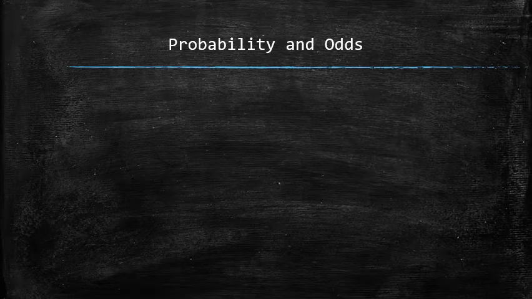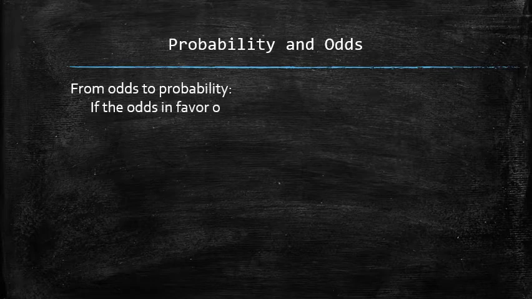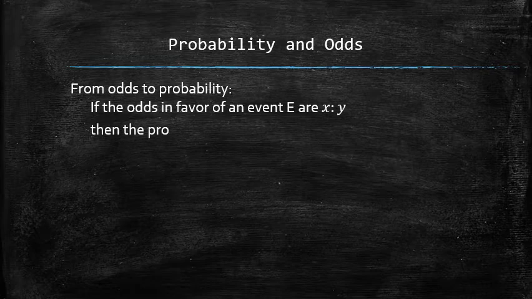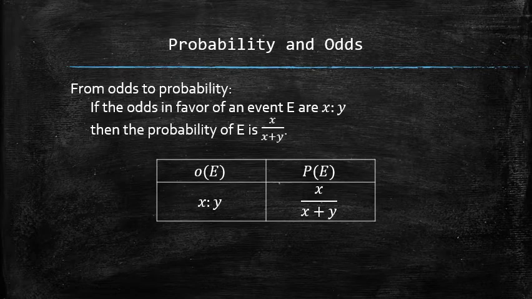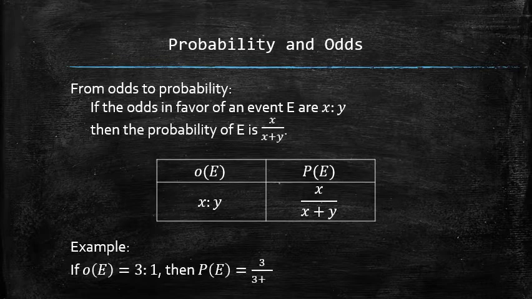When there is more than one way to express the same quantity, one must know how to convert from one way to another. Here's how we convert from odds to probability. If the odds in favor of event E are X to Y, then the probability of E can be computed by dividing X by the sum of X and Y. This table summarizes the conversion rule. For example, if the odds of event E are 3 to 1, then the probability of E can be found by dividing 3 by 4 to get 0.75, which is equivalent to 75%.